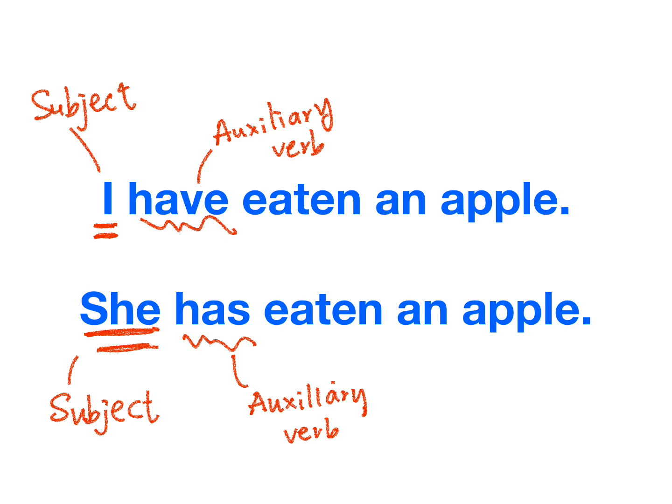For example, here, there are two sentences. The first one is, I have eaten an apple. And the second one is, she has eaten an apple. So you can see that when we use the subject I, we have to use the word have. And when we use the subject she, we need to use the auxiliary verb has instead. So you can see this is subject-verb agreement. You change the subject, the auxiliary verb will be changed in present perfect tense.